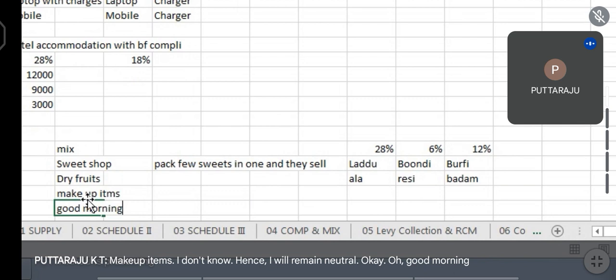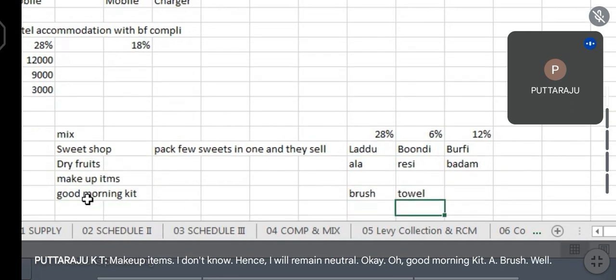Good morning kit: a brush, towel, soap, and shampoo.